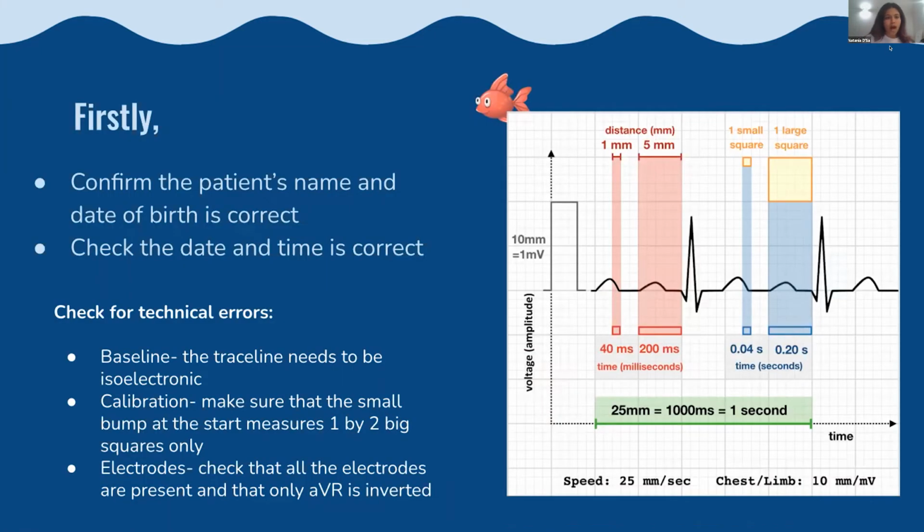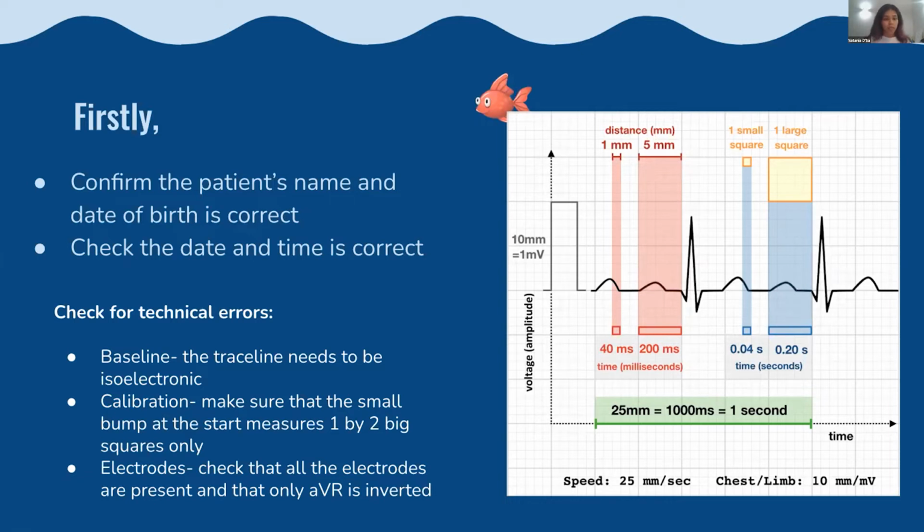So now we're moving on to actually interpreting the ECG in a clinical setting. Whenever you're looking at your ECG, it's always important to firstly confirm your patient's name and date of birth, because you don't want to have any mix-ups with your patients, and also check that the date and time is correct. And then we're also looking for any technical errors that might be present on the page.